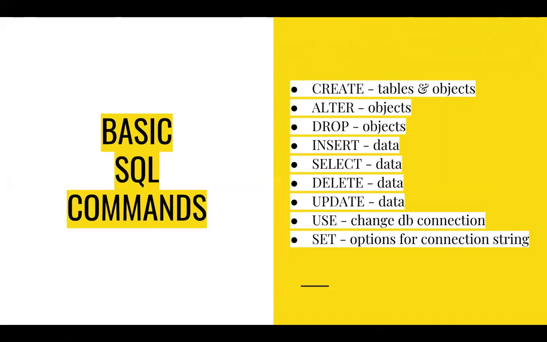You also might run into use, which is changing your database connection. So there are times where in production you'll have multiple databases that you're working with. And maybe for one command you need to use this database, but for another one you need to use this one over here. So you're going to use the use SQL command in order to change those database connections. Also, set is options for connection strings. So that's kind of saying how you want it to connect and those different options that are available for those connections. So you're kind of setting requirements for those connections, and that's what you'd use set for.